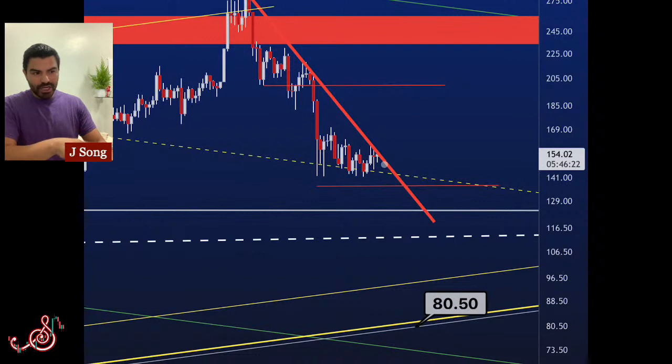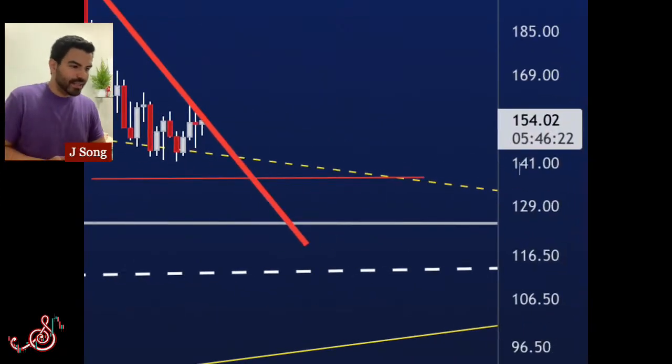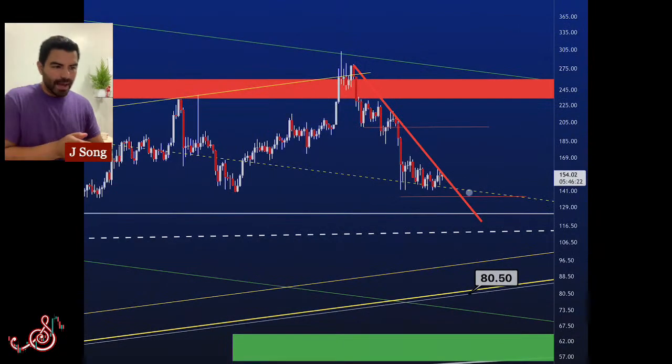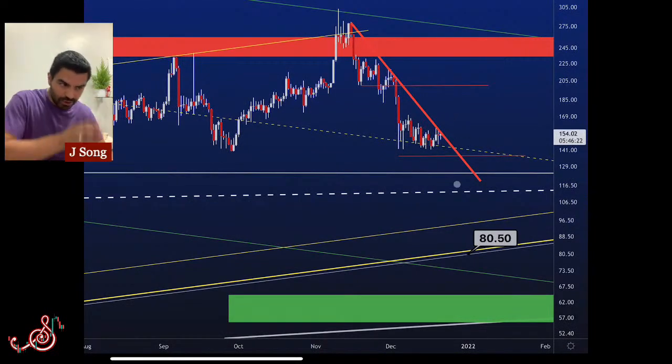So if we get a rejection off this level, I'm actually expecting price to come back down either to this first red line, which we're almost there, and if we get below that, then 127. Now that red line is around 138. So we need that positive behavior change. And then finally, if we don't get that, if we still go down, then we have these supports at these dynamic levels, with the lower one around 80.